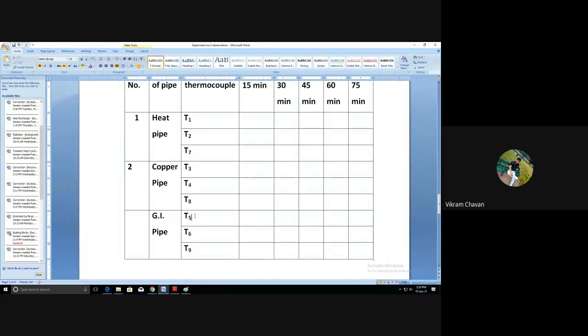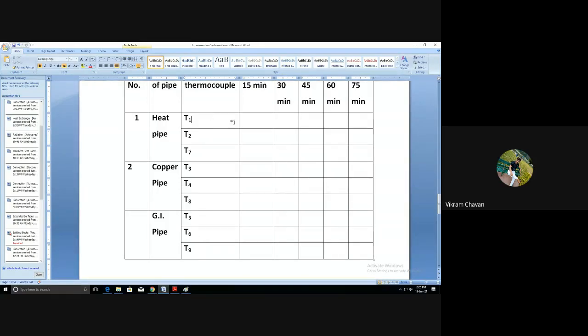And for the GI pipe, T5 and T6 will measure the temperature of the bottom side and top side of the pipe, and T9 will measure the temperature of the water jacket or water bath. Okay, so in this manner we have to take the readings. Then how to compare these three pipes?